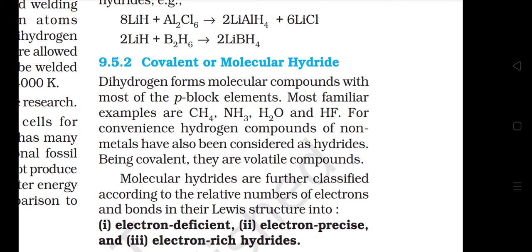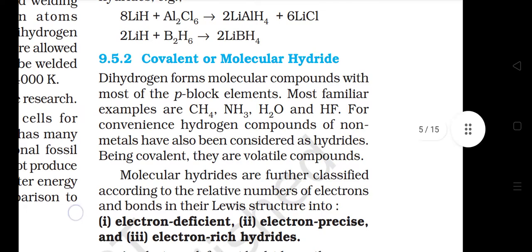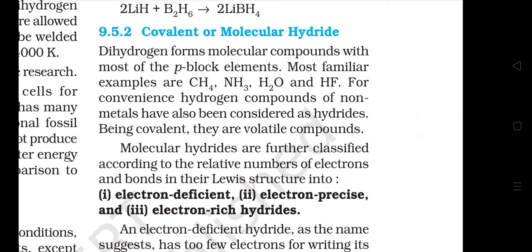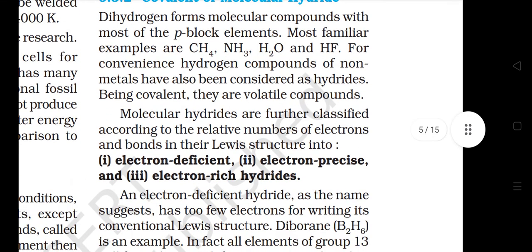Dihydrogen forms molecular compounds with most of the p-block elements. Most familiar examples are CH4, NH3, H2O and HF. For convenience, hydrogen compounds of nonmetals have also been considered as hydrides. Being covalent, they are volatile compounds.